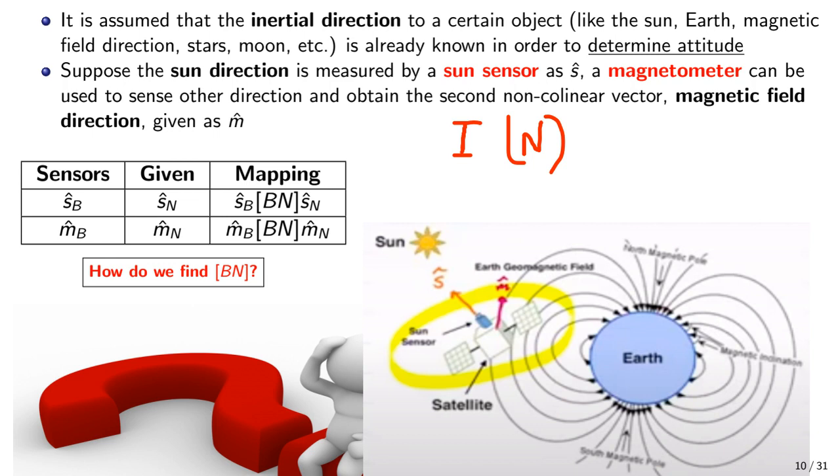Now, there's a big question. How do we find your Bn, the matrix? We call it the rotational matrix. How do you determine that? Can someone tell me? Have you read about how to determine that?